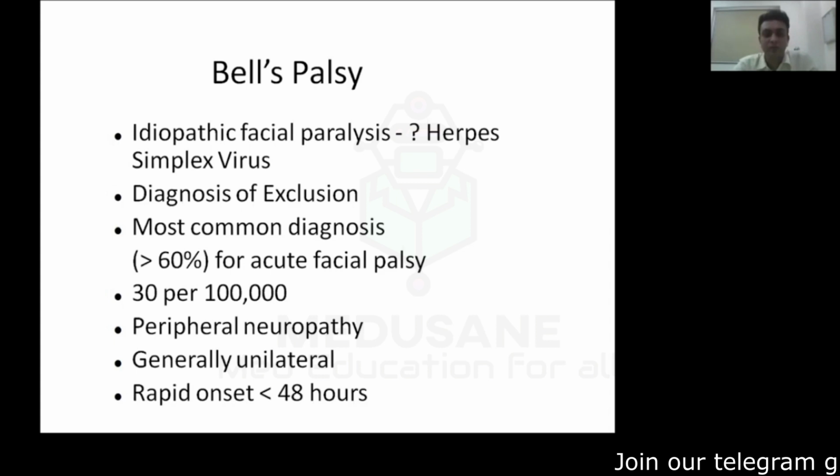So it's a peripheral neuronopathy, and generally it involves one facial nerve, and there is a complete paralysis in these cases. The good part is that Bell's palsy recovers in more than 90% of the people, and the facial nerve function resumes completely. There is a complete recovery in most of the patients.